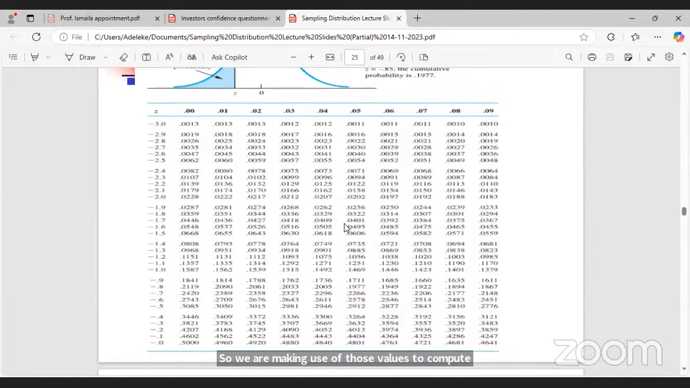So if we are to check for the values of minus 1.96, minus 1.96. Now let's check it out. Minus 1.96. That means I will look for minus 1.9, and then to make it to the decimal place, I will check the top column. So where you have 0.6, that makes it minus 1.96. So if you trace it out, the value will be 0.0250.